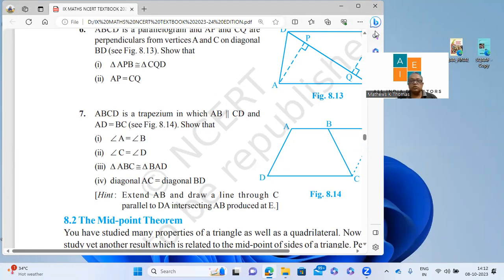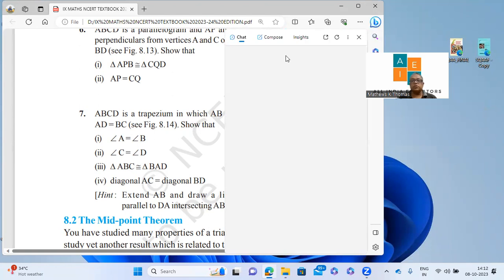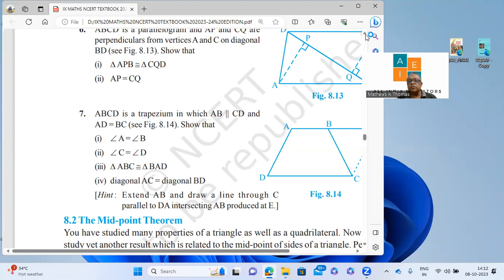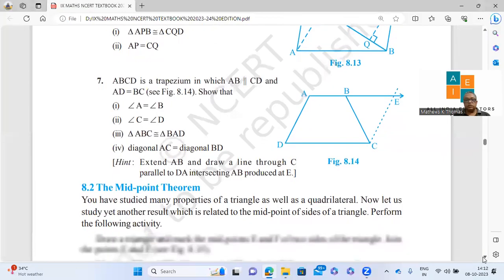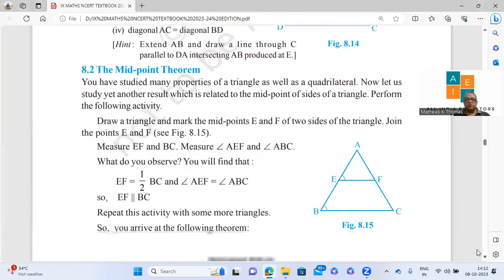Yeah, so the second part is based on the midpoint theorem. So we are going to do the midpoint theorem here. So let's understand what the midpoint theorem is. The midpoint theorem says that in a triangle, if there are sides AB and AC, and E and F are the midpoints, then the line joining the midpoints will be parallel and half of the third side.